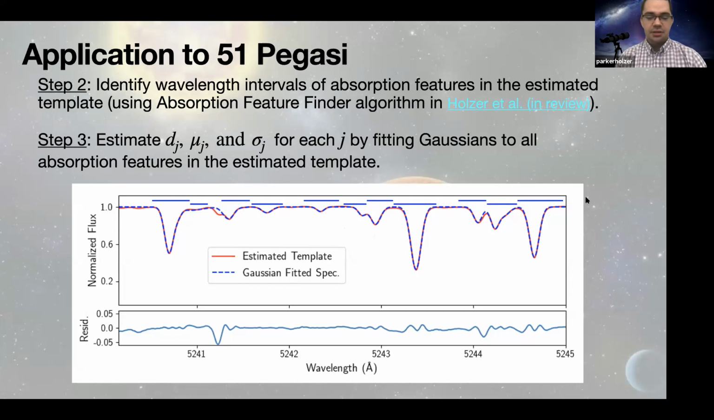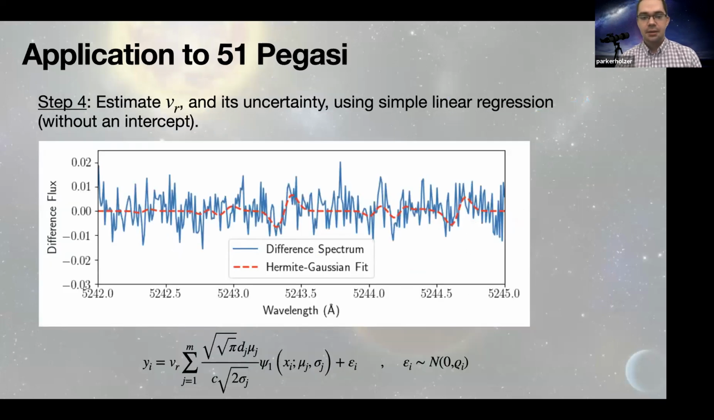So that's step 3, just fit Gaussians to all of these features and get these extra parameters. And you only need to do this once for a given star. And then the last step is just to apply this linear regression at each particular time, using the same template spectrum for every time.